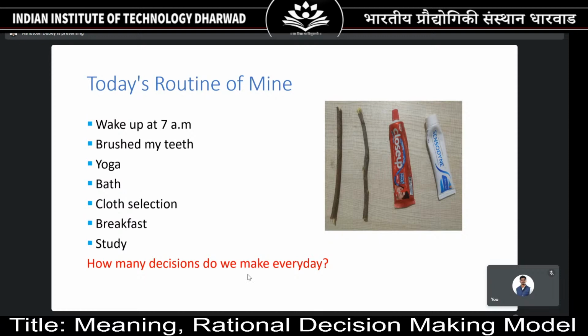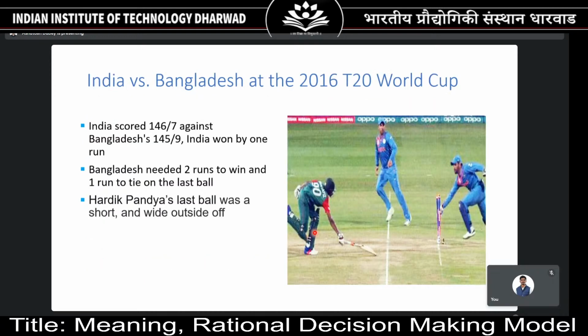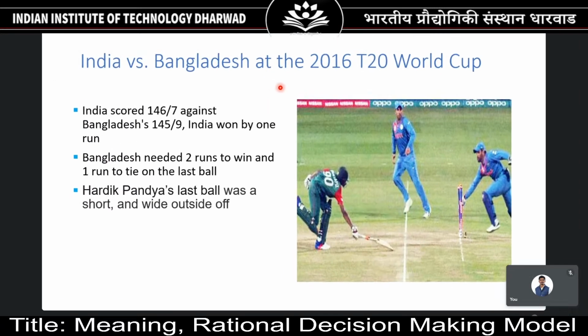Next, audience, if you want to recall one very interesting match that happened between India and Bangladesh in the 2016 T20 World Cup. In that match, India scored 146 for 7 against Bangladesh's 145 for 9. Ultimately, India won the match and reached the semi-final. This match was very crucial for both teams. But the interesting part is in the last ball, because in the last ball Bangladesh needed 1 run to tie and 2 runs to win the match.